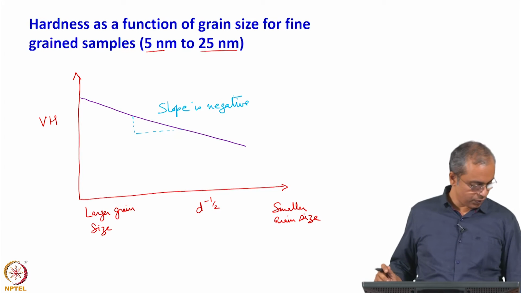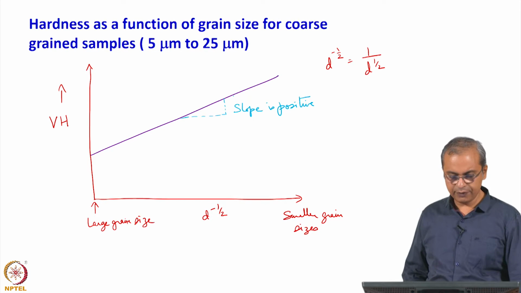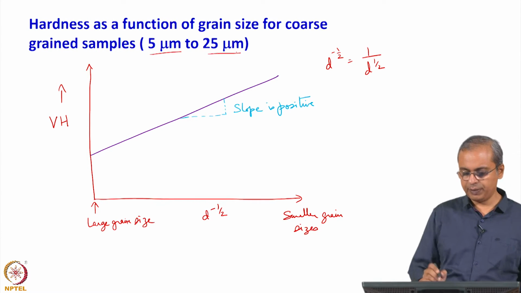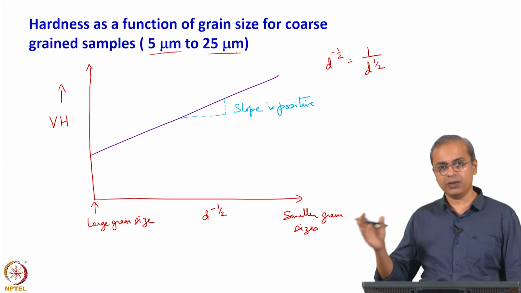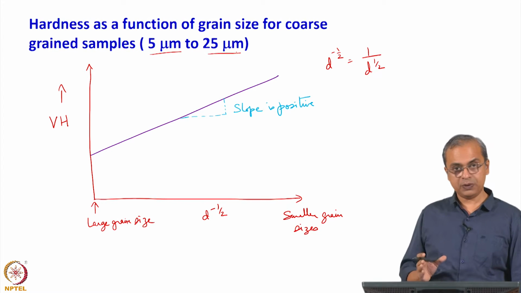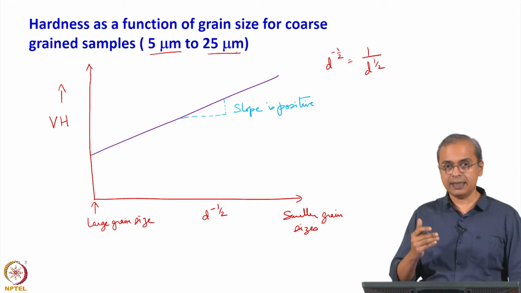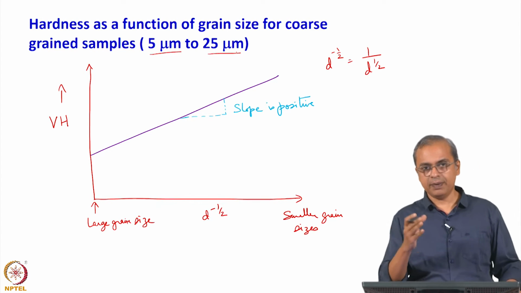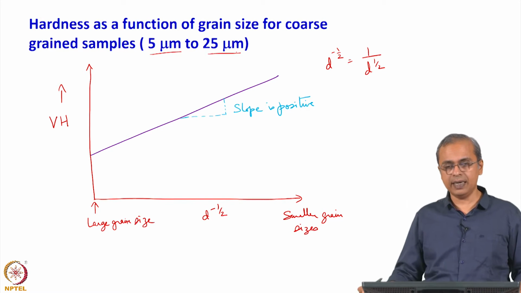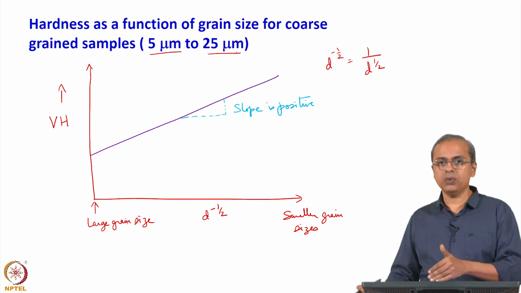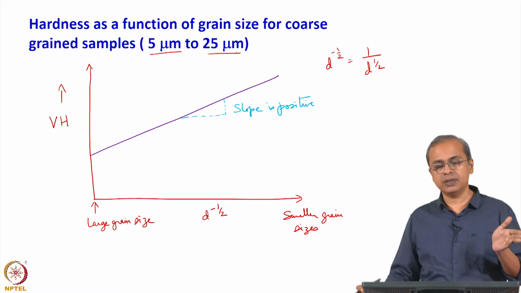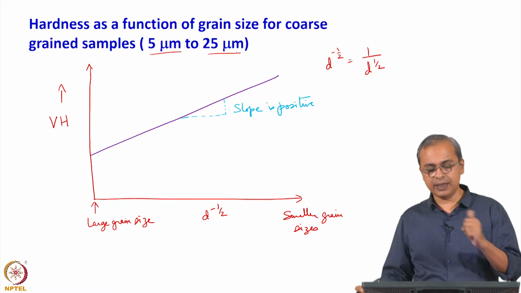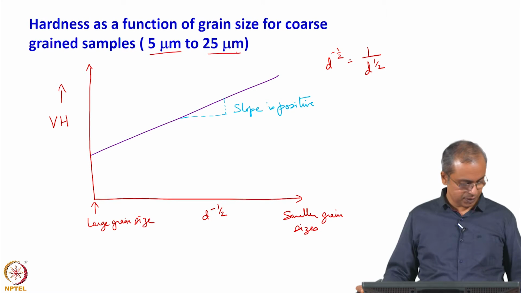Okay. So, if you go back now, you can see this slope is positive when you are in the 5 micrometer to 25 micrometer range. You are going from large grain size on your left hand side to small grain size on your right hand side. The slope is positive. It means that as you reduce the grain size, the hardness is going up, and hardness is approximately proportional to the yield strength. So, it also means that as the grain size is going down, the yield strength of that material is going up. This is a very useful thing to know, because you can make the material stronger by simply reducing its grain size. That is basically the idea that was captured by the Hall-Petch relationship.